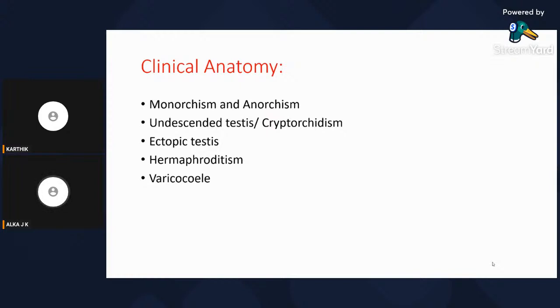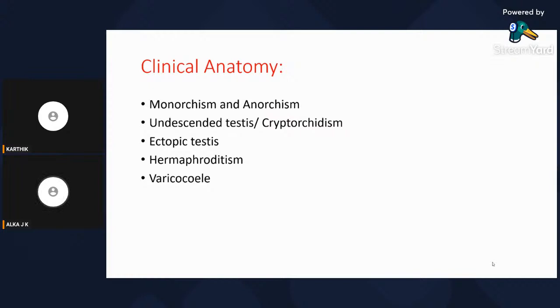So you should be prepared for histology of testes and histology of ovaries. This is very much important. Clinical anatomy, along with that, before that, you should see the testes, they are going to descend. At the time of fetal life, the testes first of all form in the lumbar region, and from there they are going to descend.